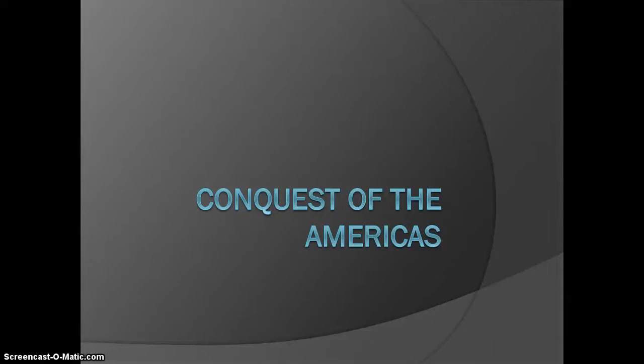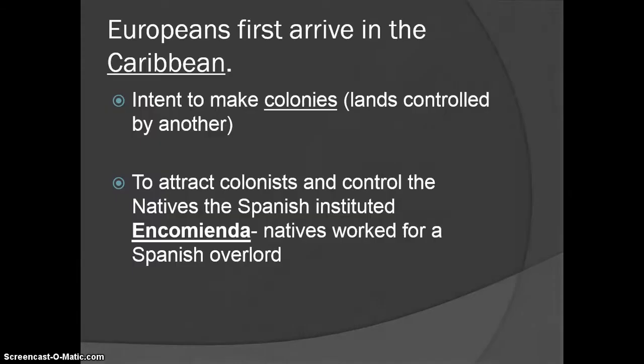Today we'll be looking at the conquest of the Americas by the Europeans, some causes and effects of this conquest. Now, Europeans first arrived with Columbus in 1492, and actually he never reached the United States. He actually reached the Caribbean, so this is where Europeans first make colonies. Specifically Cuba, the Bahamas, Hispaniola, Puerto Rico.